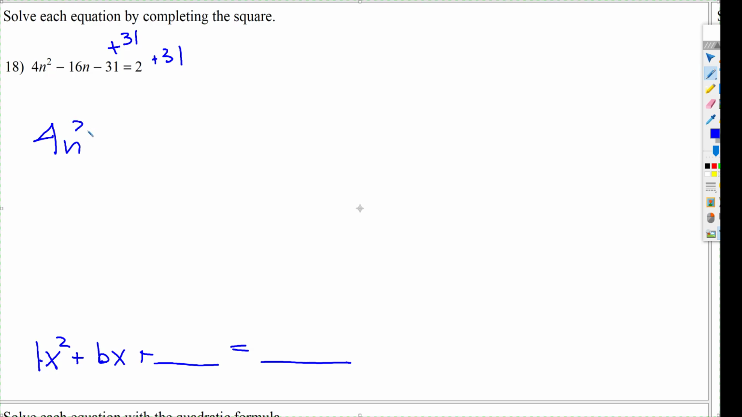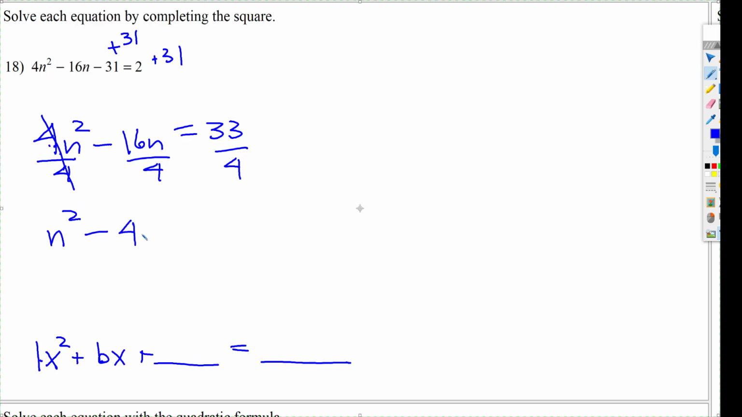Now we have 4n squared subtract 16n is equal, well, 31 plus 2 is 33. Now on both sides, we need to cancel this multiplying 4. So this is what we have now. That cancels. N squared subtract 16n divide 4 is 4n. Now I'm going to put plus blank, and I'm going to leave this just 33 over 4. I'm not going to convert that to a decimal.